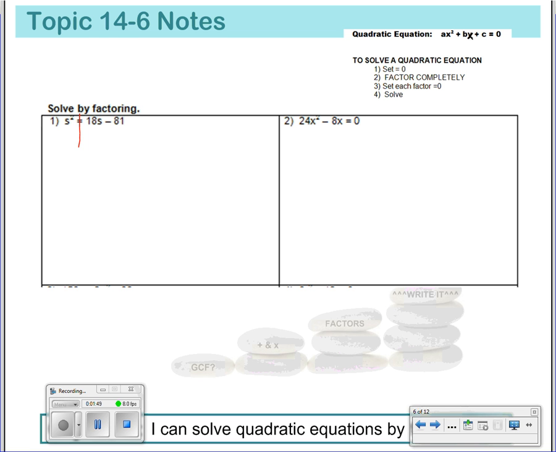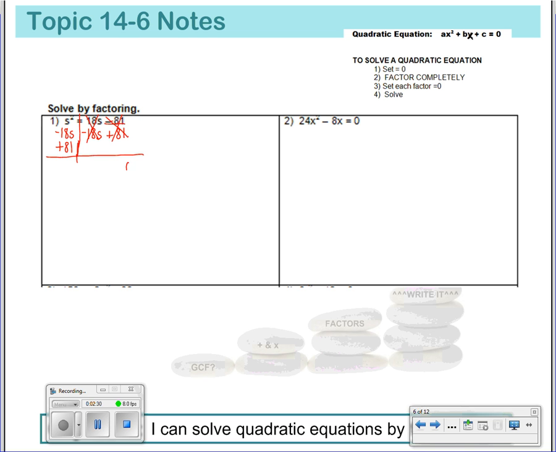So to get 0 on the right-hand side, I need to move the 18s. So I'm going to subtract 18s from both sides, because what I do to one, I have to do to the other. That will make a positive 18s minus 18s equal to 0. And I also need to move the negative 81, or you see minus 81, so I'm doing the opposite. This is plus 81, and what I do to one side, I must do to the other. So I have to put a plus 81 over there also. So again, on the right-hand side, this negative 81 plus a positive 81 is equal to 0.